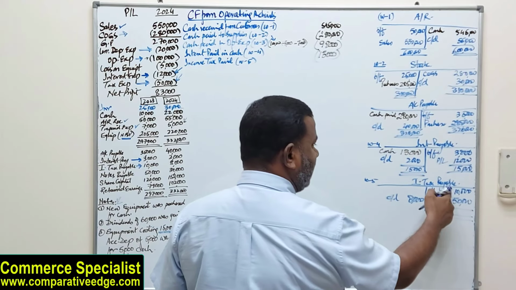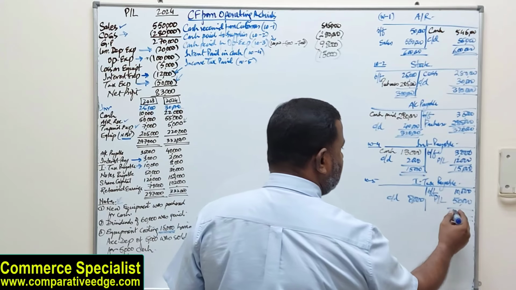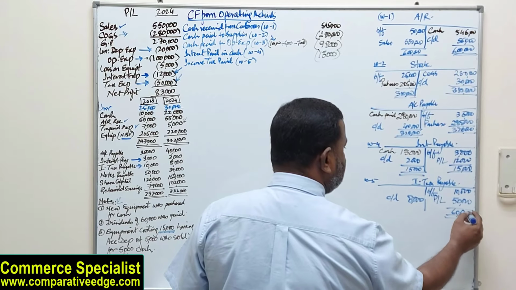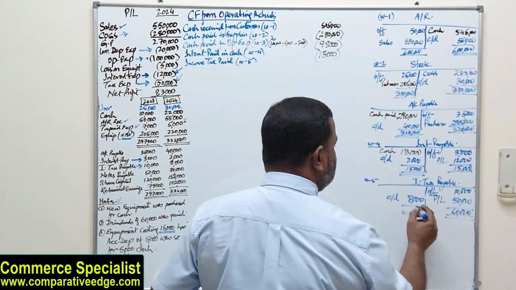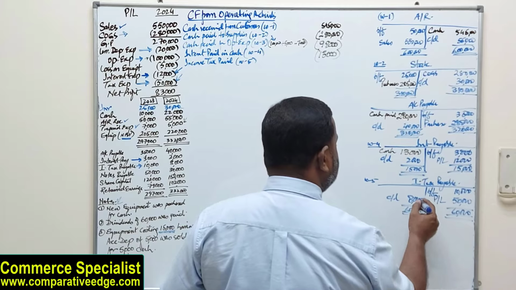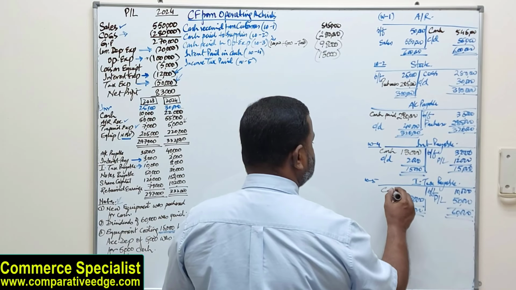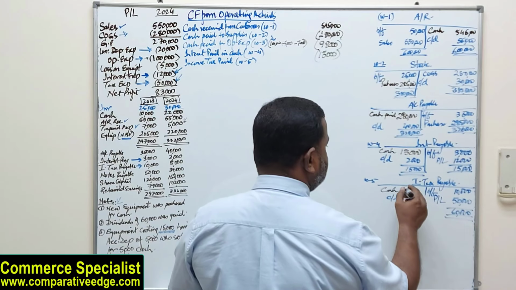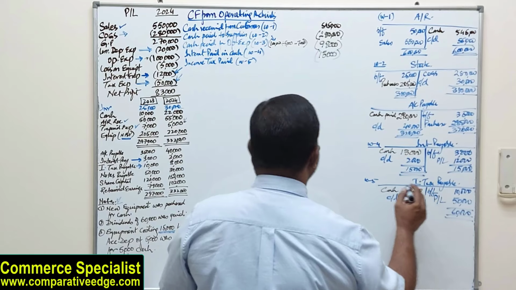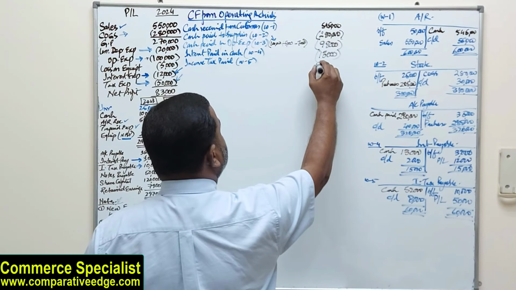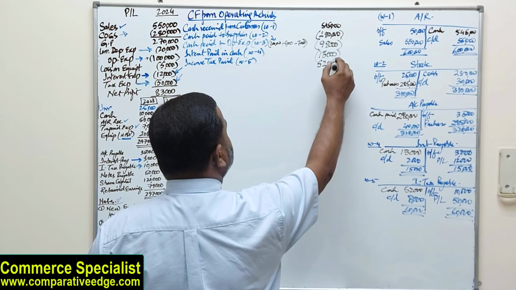So opening liability was 10, current year liability is 50, total tax payable is 60,000, 60,000 minus 8 here, the rest has been paid. So we'd say cash paid, how much? 60 minus 8 is 52,000. So you can take here income tax paid as 52,000.